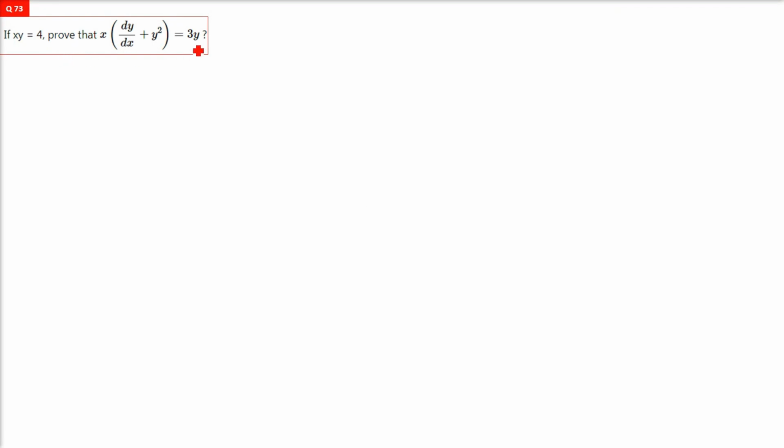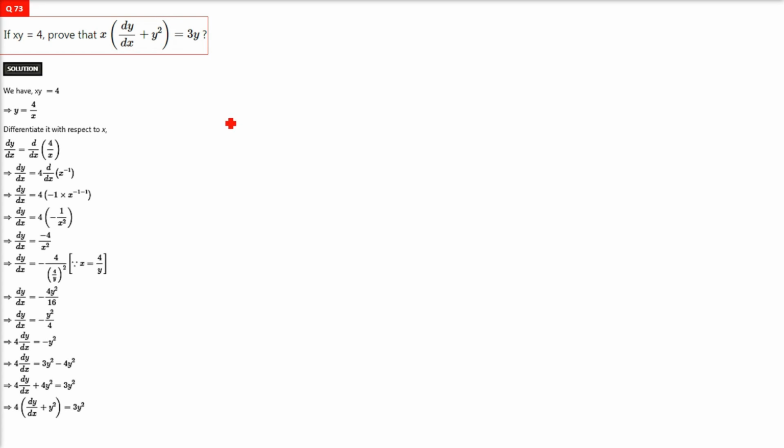If x multiplied by y is equal to 4, prove that x into dy by dx plus y squared equals 3y. There are so many things we will do here, so you have to be very careful. So xy equals 4. What we'll do here is, one time we'll put x as 4 by y, one time we'll put y as 4 by x, wherever it is required. We won't be using xy equals 4 anywhere else. Mind it. This is 4 by x.